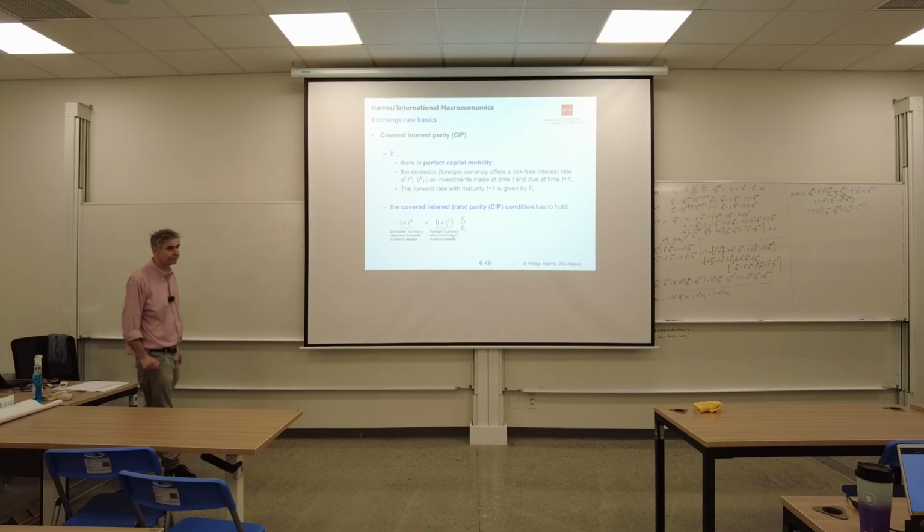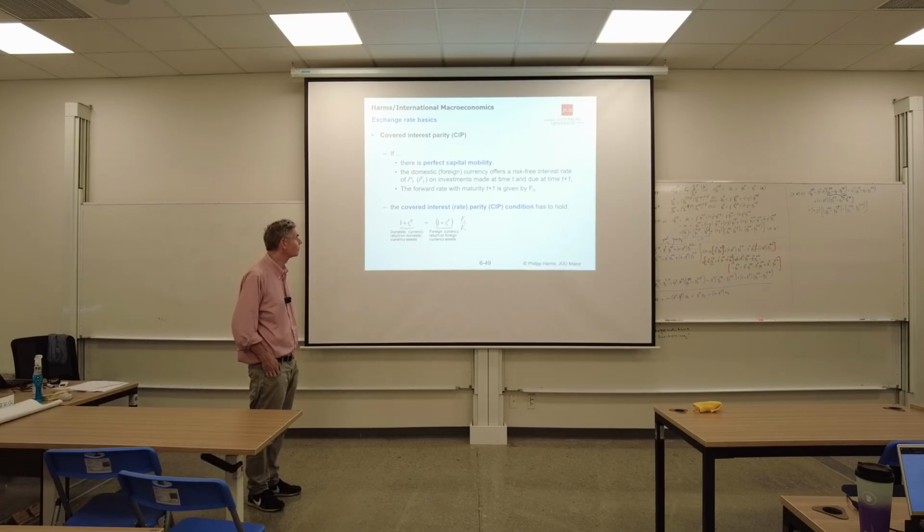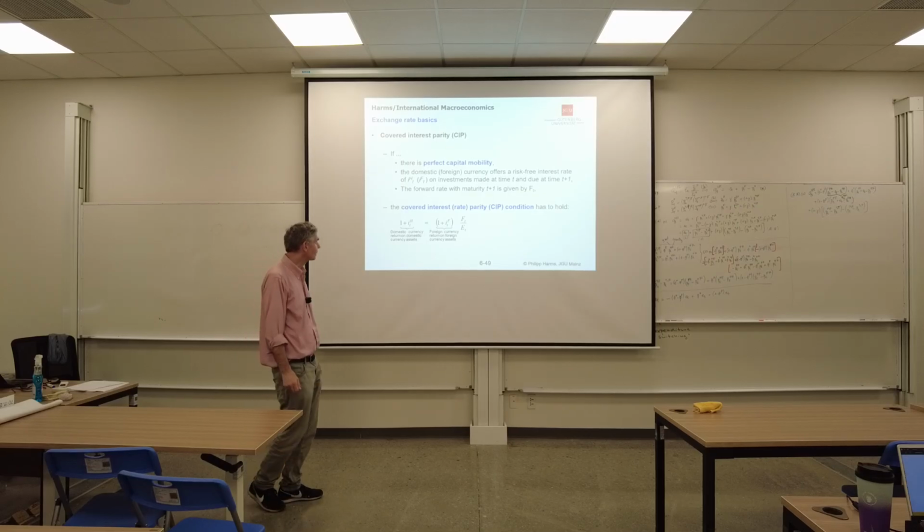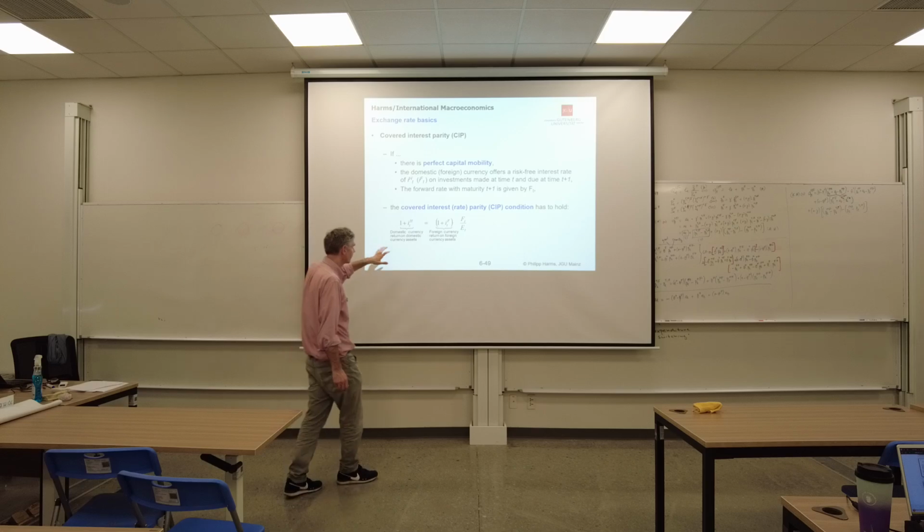Now let me turn to the first important relationship that we know about that we can use this for, which is so-called covered interest parity. Covered interest parity says if there is perfect capital mobility, so you can buy and lend arbitrary magnitudes in foreign exchange, and if the domestic currency offers a risk-free interest rate i_H,t and the foreign currency offers a risk-free interest rate i_F,t on investments made at time t and due at time t plus 1, and the forward rate with maturity t plus 1 is given by F_t, then this relationship has to hold.